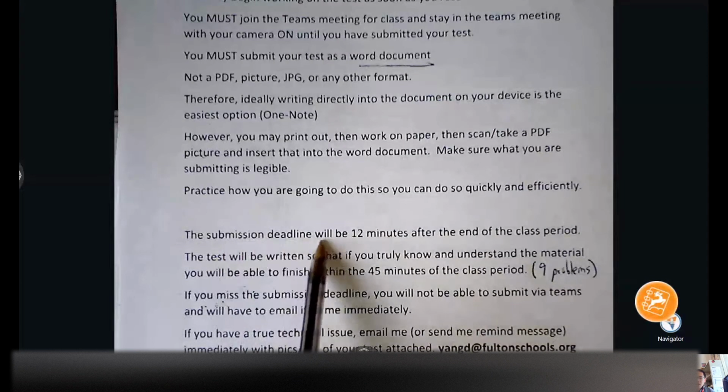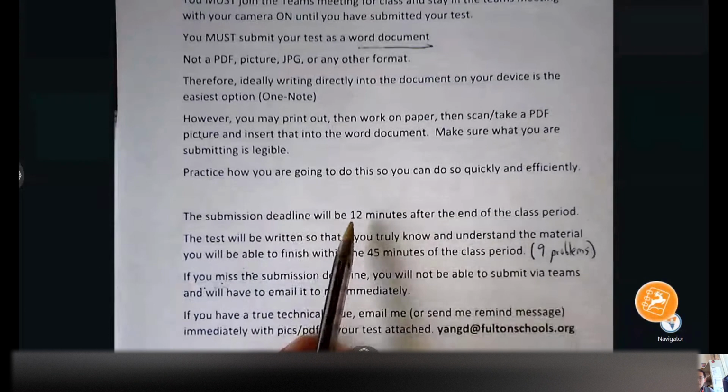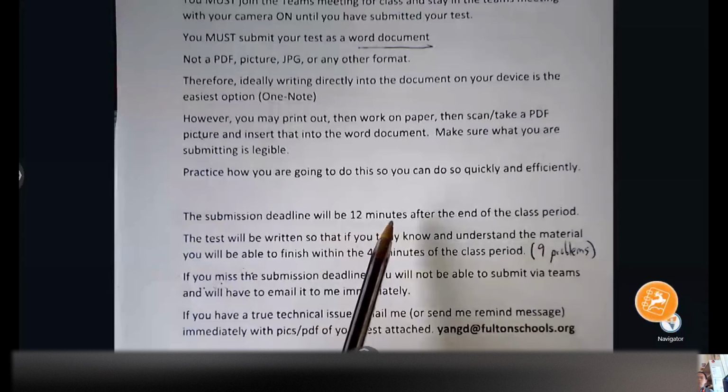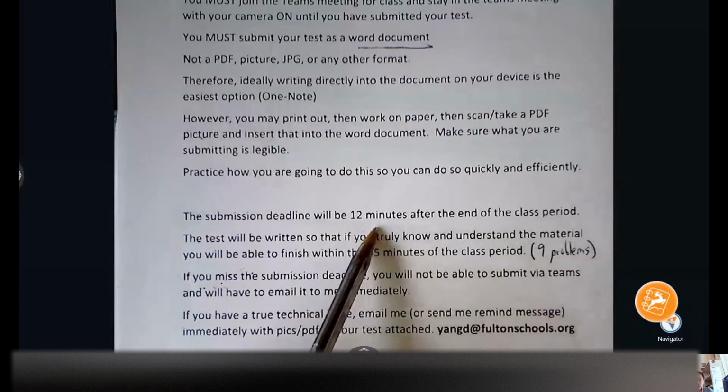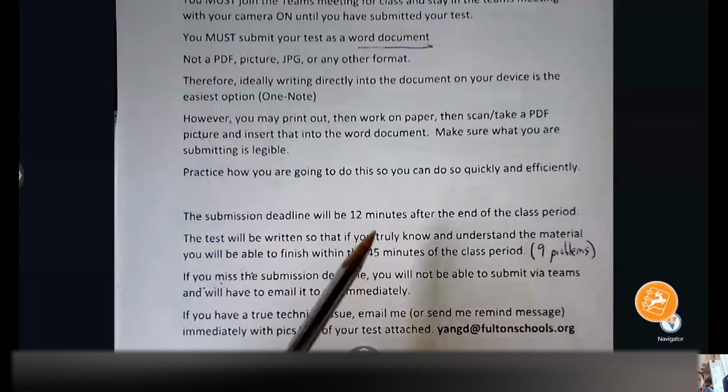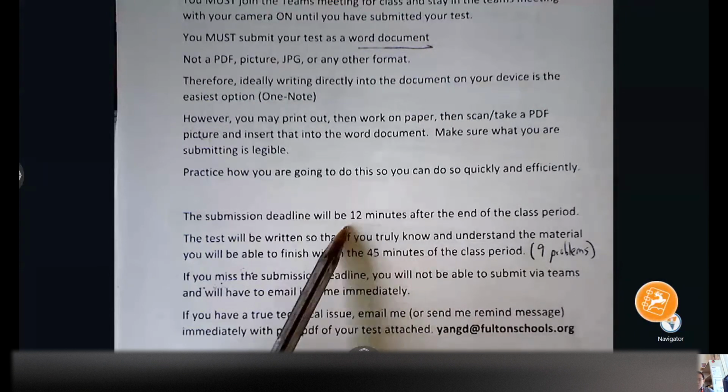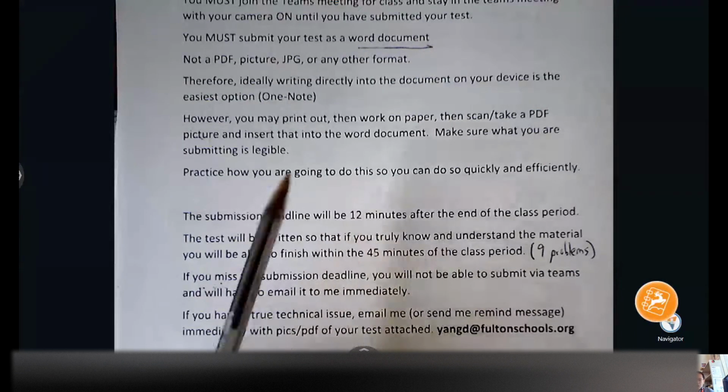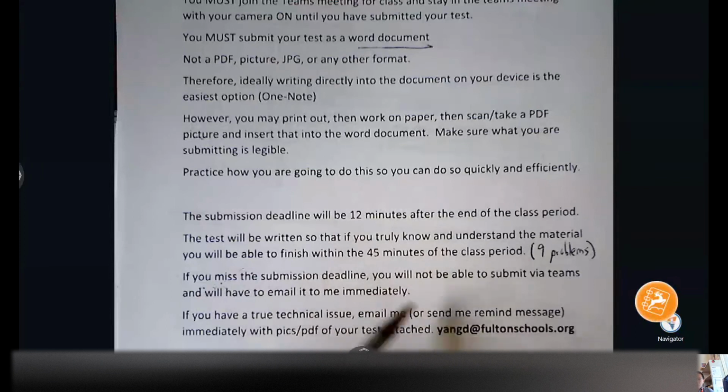The submission deadline is going to be 12 minutes after the end of the class period. So when the bell rings at the end of the class, you still have 10-12 minutes to finish up, to take a photo of it if you need to. If you get it into a PDF file, that's fine. And then once you have the PDF file, you're going to find a way to move it into a Word document.